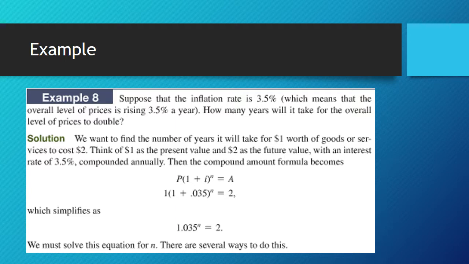So we're going to put in 1 for P, we're going to put in 2 for A, 0.035 for our I. Since we're compounding annually, N, the number of times compounded, is actually going to be the same as the number of years because you're compounding once a year. So when you simplify that, you get 1.035 to the N equals 2. Now we need to figure out what N is, and there's a few ways to do this.